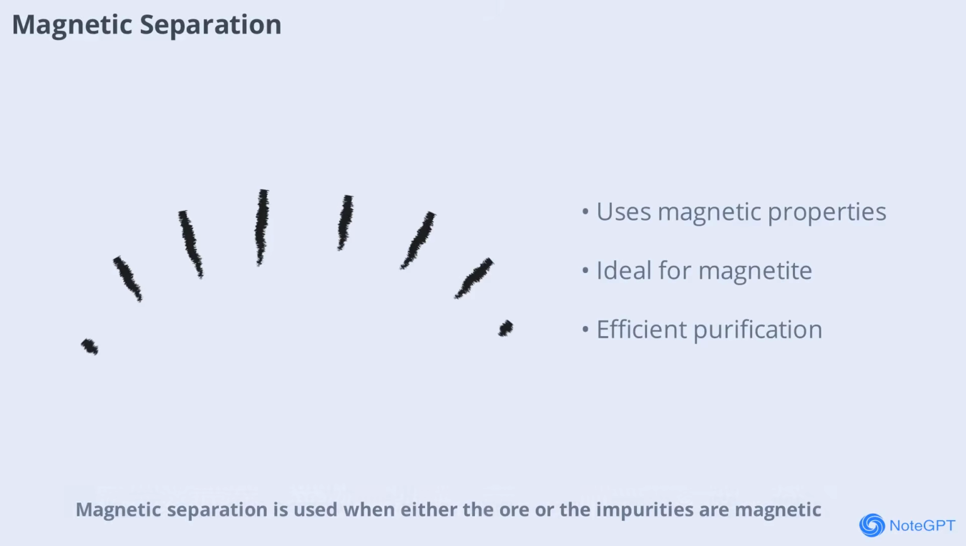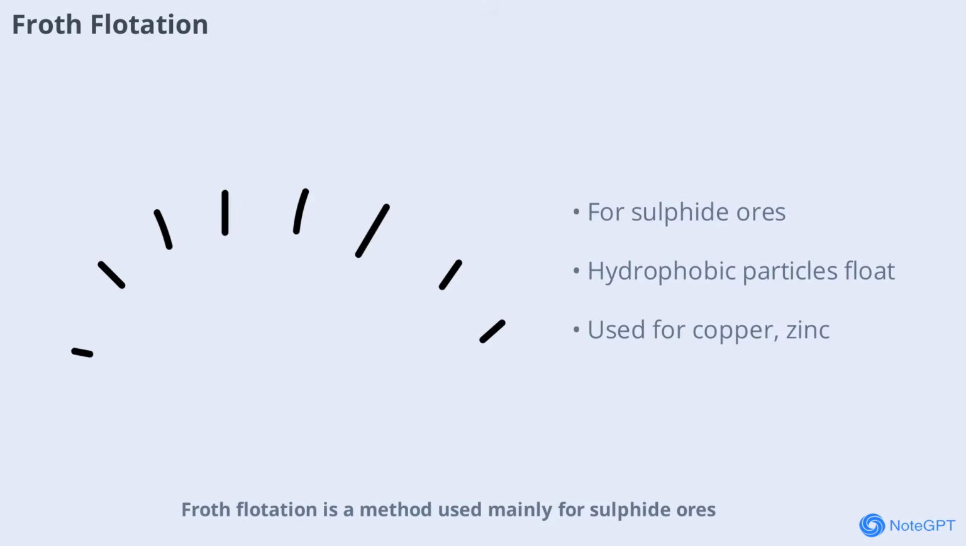Magnetic separation is used when either the ore or the impurities are magnetic. The crushed ore is passed over a magnetic roller, which attracts the magnetic particles and separates them from the non-magnetic ones. This technique is commonly used for ores like magnetite and chromite. It's a quick and efficient way to purify ores before further processing, ensuring that the metal extracted is of higher quality. Froth flotation is a method used mainly for sulfide ores.